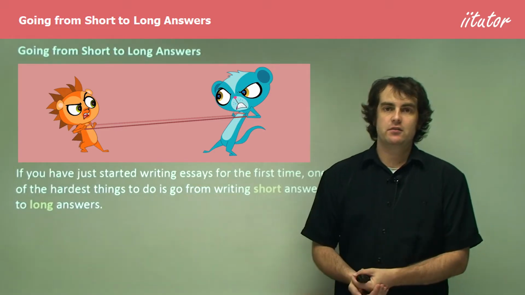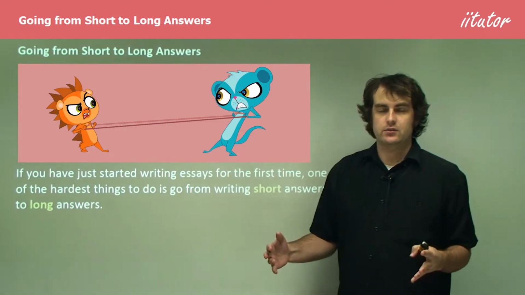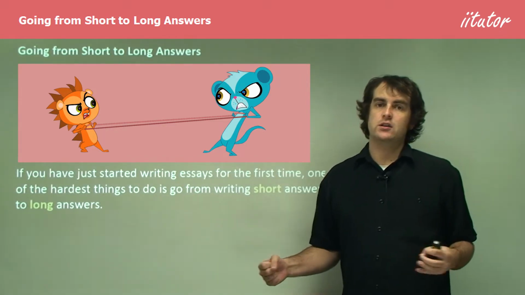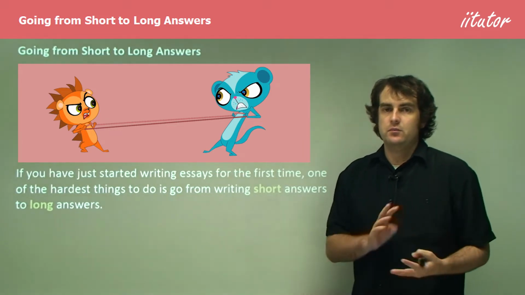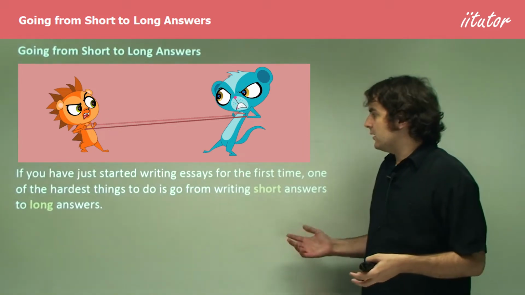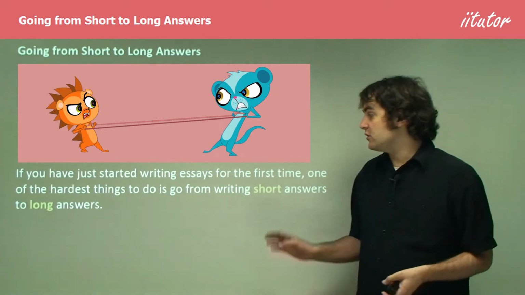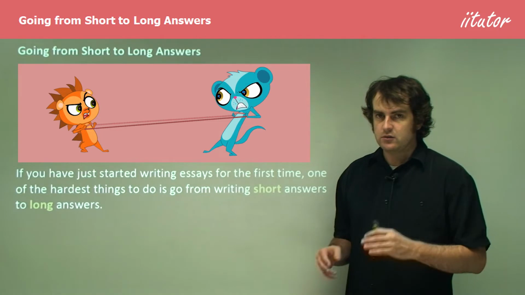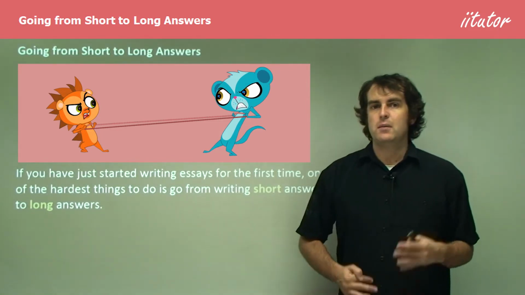What we're going to look at in this video is turning short answers into long answers, or stretching out what you would be writing in a short answer question into a longer answer question, and getting rid of the mistakes when that often happens. It's one of the hardest things to do when you're writing essays the first time, when you're starting to go from short answer questions where you get given a couple of lines and you get asked to write, to something where you're asked to give a much longer answer.